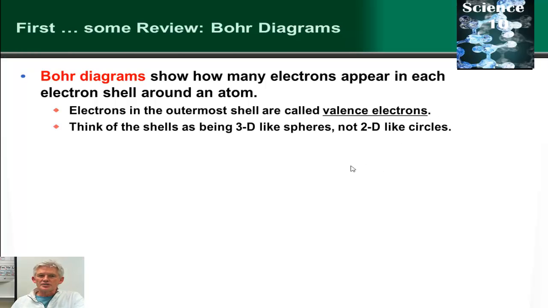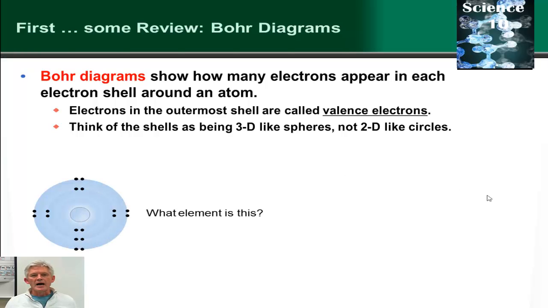And these shells that we're talking about, they're actually three-dimensional spheres. Admittedly, on paper or on a screen, you're looking at a 2D circle. The fact is, these electrons are actually moving very, very rapidly through various probability spheres, and we just, for convenience, draw them the way we do.